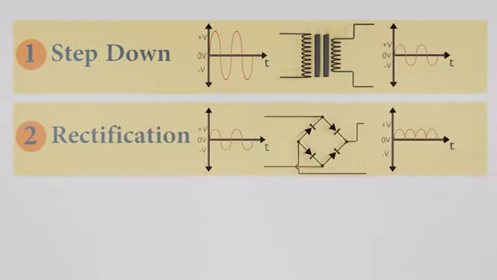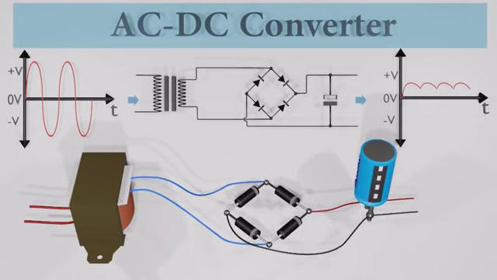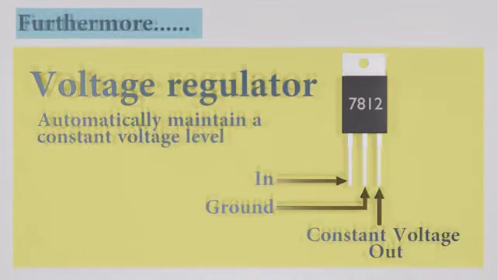Now we know the basic 3 steps of the AC to DC conversion process. By combining all these steps we can make an AC to DC converter like this. But our DC output signal still has slight variations, which we call ripples. If we want to smooth it further and regulate the voltage at a constant level, we can use a voltage regulator IC. It's basically a 3-pin IC. This is the final step of the AC to DC conversion process.